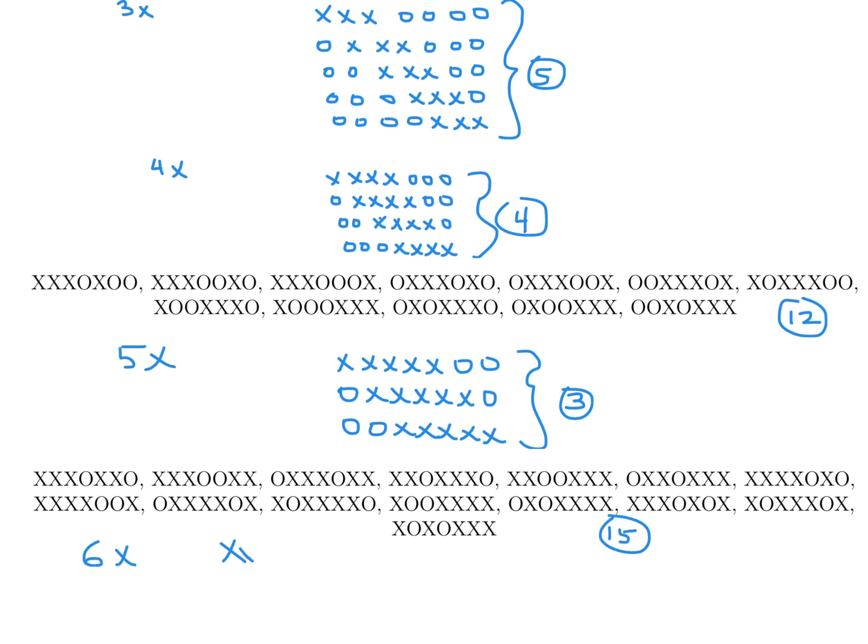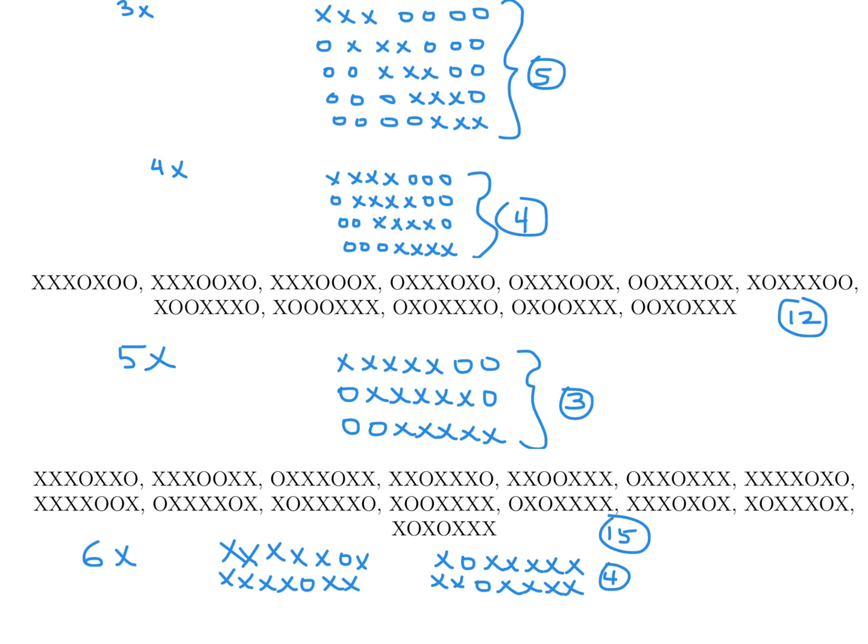And then finally, the 6x. Fortunately, there isn't that many of those guys. There's only 4 of them, and they're of this nature. X0XXXXX, and then XX0XXXX. So there's 4 of those guys.